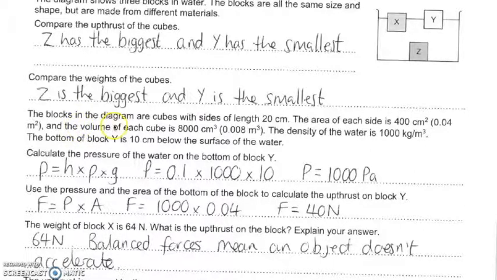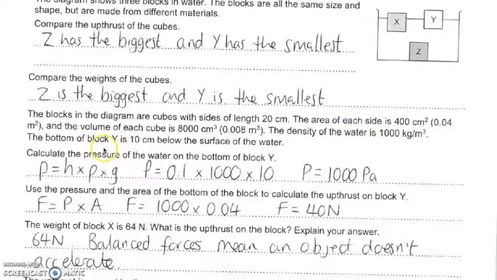So the blocks in the diagram are cubes with sides of length 20 centimeters. Okay, so they've all got a length of 20 centimeters each side. The area of each side is 400 centimeters squared, and the volume of each cube is 8,000 centimeters cubed. What is that equivalent in meters cubed? The density of the water is 1,000 kilograms per meter cubed.